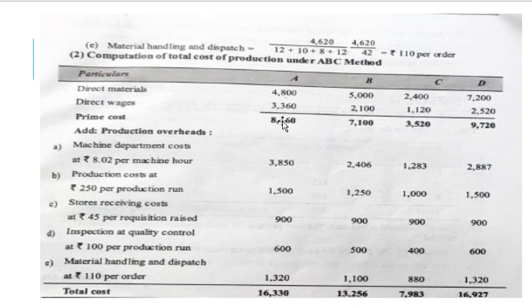So now we'll add up your prime cost plus all your production overhead based on each activity, which will give you 16,330 for A. For B, 7,100 plus all your production overheads will give you 13,256. Then for C, 3,520 prime cost plus all your production overhead will give you a total of 7,983. Then for D, 9,720 plus all your production overhead will give you a total of 16,927.